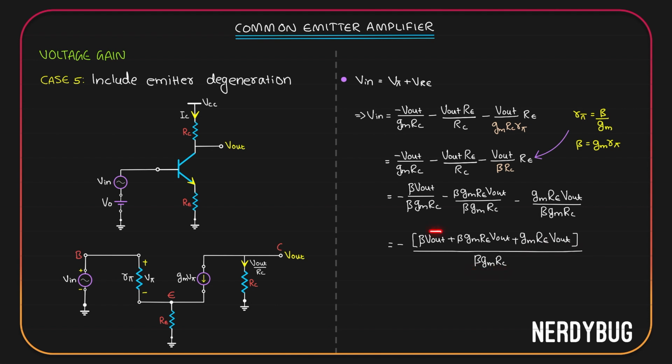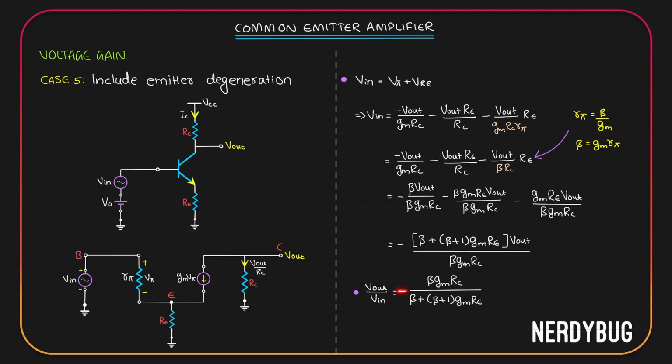We have Vout in all these terms. Let us take it out as common. Here we have beta gm RE plus gm RE. We can write it as gm RE multiplied by (beta plus 1). Now what we have to find out is the voltage gain, which is Voutput divided by Vinput. We have Vinput on the left hand side and Vout on the right hand side. We can easily write an expression for Vout by Vinput. It is negative of beta gm RC divided by (beta plus 1) gm RE.